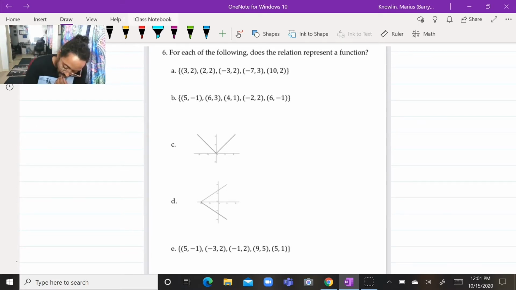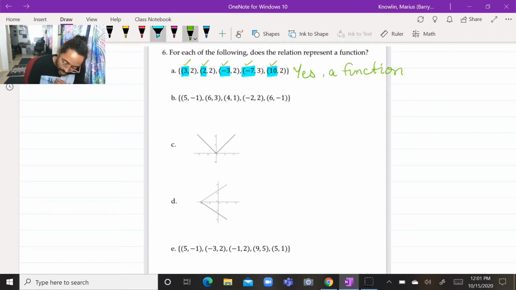Remember, for a set of points, we just have to look at our x values. And the x values are always the first coordinate of an ordered pair. If there's a repeat, then the answer is no, it's not a function. If there's no repeats, then yes, it is a function. So let's take a look. We have +3, +2, -3, -7, +10. Yes, a function.